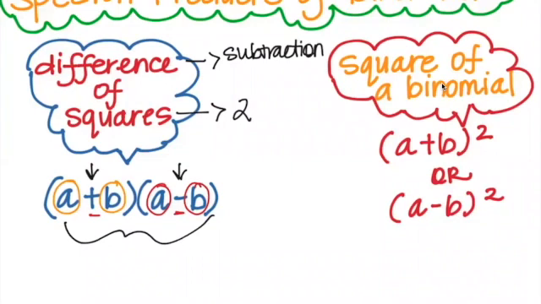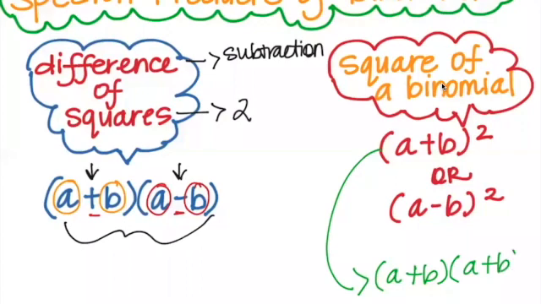Now, when we are looking at the square of binomials, you're either going to have all positive or two negative monomials. So we have a plus b squared, which would translate to a plus b times a plus b. Or you have a minus b squared, which translates to a minus b times a minus b.